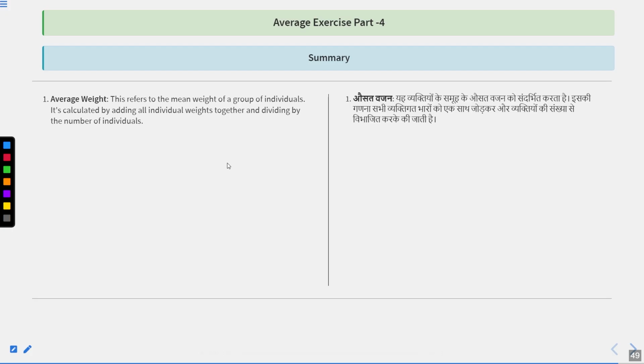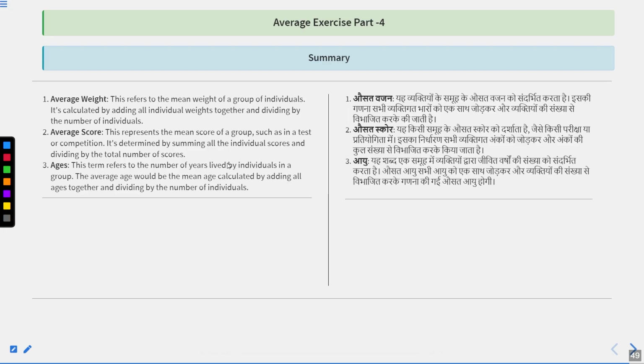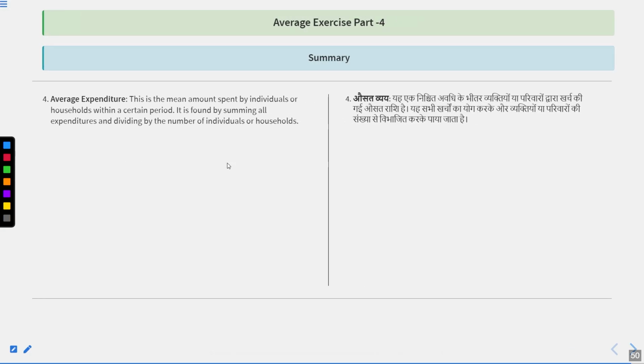Now summarizing today's lecture. Average weight refers to the mean weight of a group of individuals. It is calculated by adding all individual weights together and dividing by the number of individuals. What is average score? This represents the mean score of a group, such as in a test or competition. It is determined by summing all the individual scores and dividing by the total number of scores. What is age? This term refers to the number of years lived by an individual in a group. The average age would be the mean age, calculated by adding all the ages together and dividing by the number of individuals.